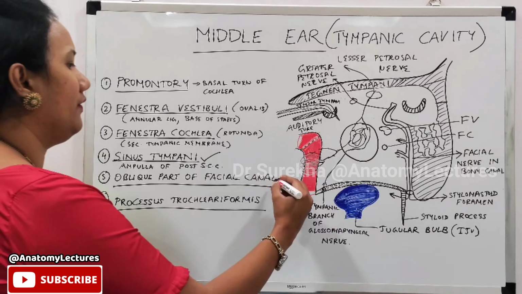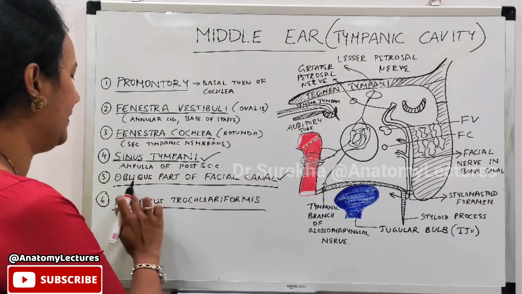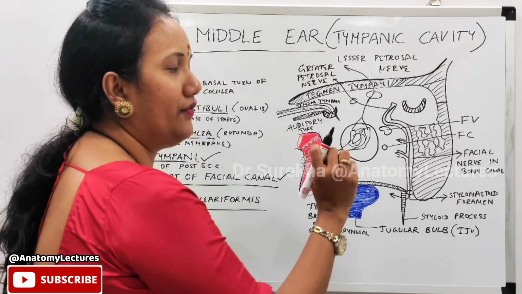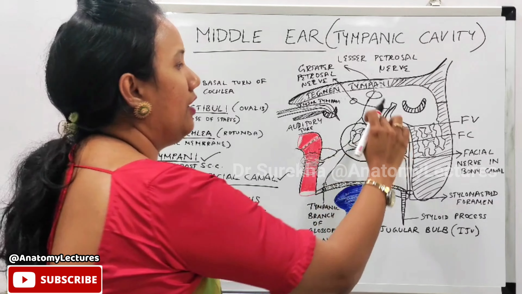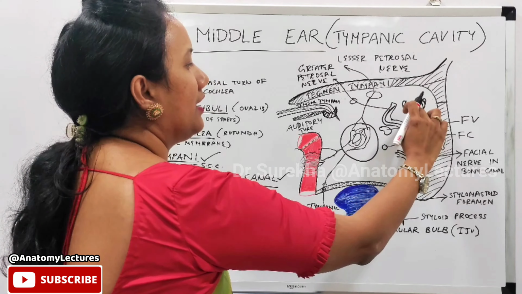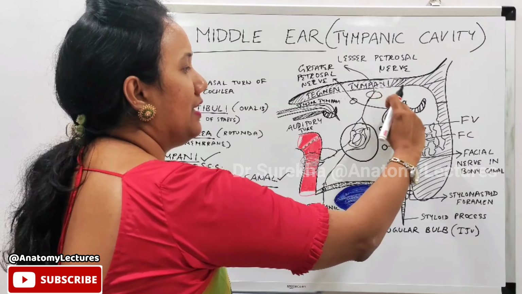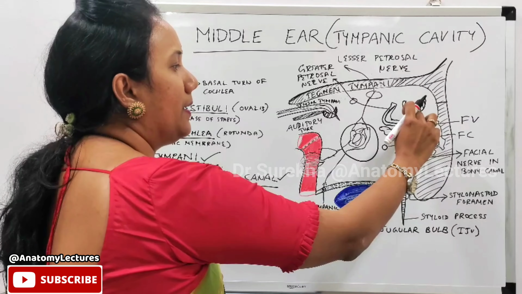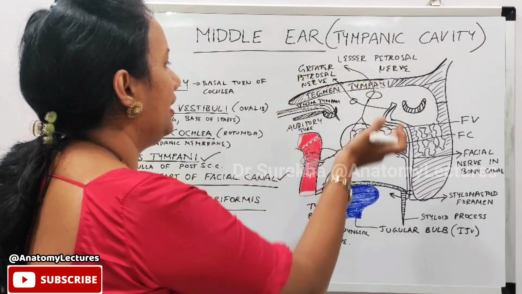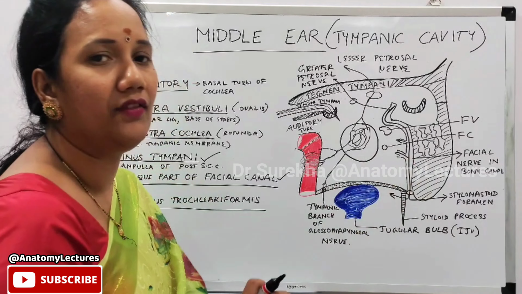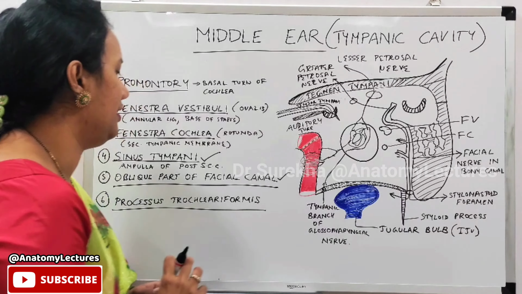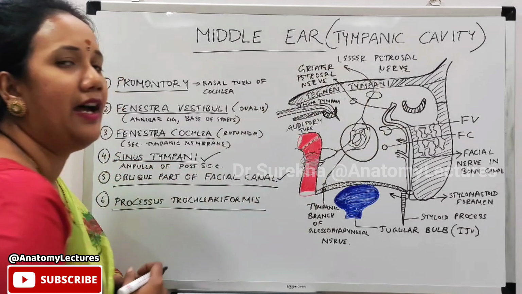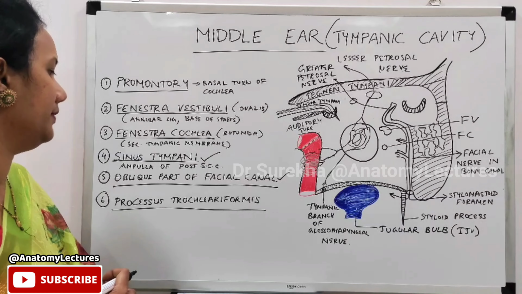And the other important feature seen in the medial wall is the oblique part of the facial canal. So we have seen the vertical part of the facial canal in the posterior wall. This oblique part of the facial canal will join with the vertical part. The oblique part forms one of the features in the medial wall, and the vertical part forms the feature in the posterior wall, through which the facial nerve will pass, and it will lodge the external genu of the facial nerve.